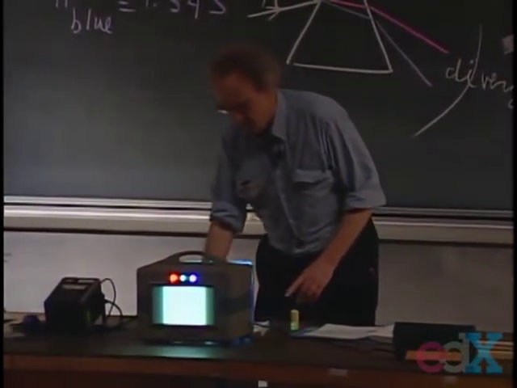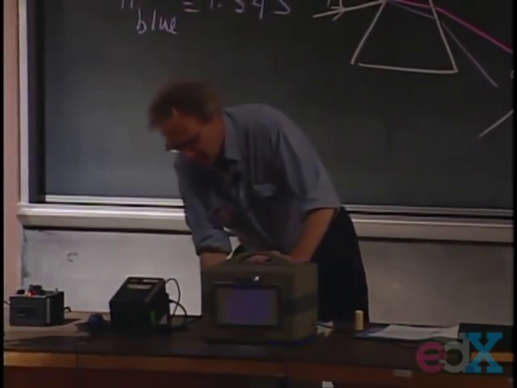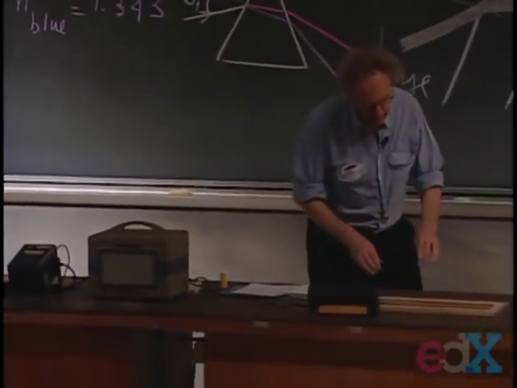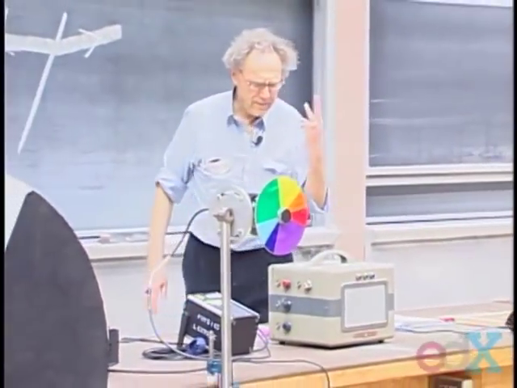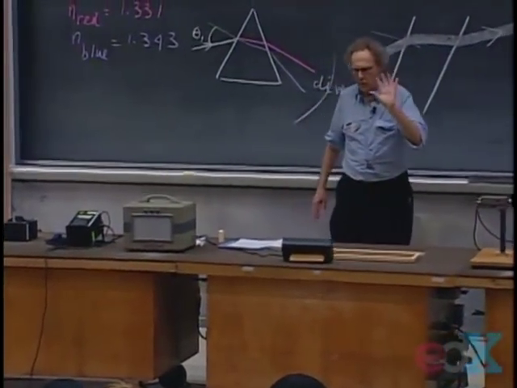Your color TV is based on this principle. You have three electron guns in your color TV. And there are three different chemicals on the screen of your television.